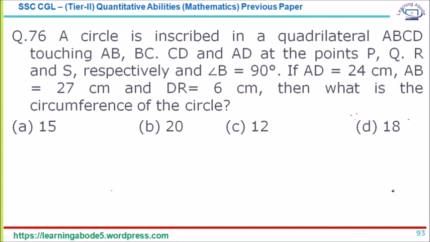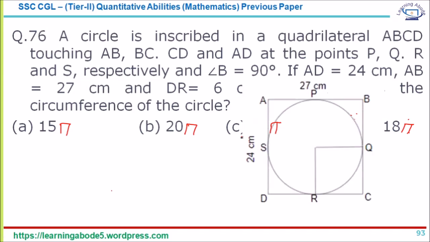Now question number 76. A circle is inscribed in a quadrilateral ABCD touching AB, BC, CD and AD at points P, Q, R, S respectively. If angle B equals 90 degrees, AD equals 24, AB equals 27, DR equals 6, then what is the circumference of the circle? The options should have a pi here: 15 pi, 20 pi, 12 pi and 18 pi. Alright, so this can be the diagram.